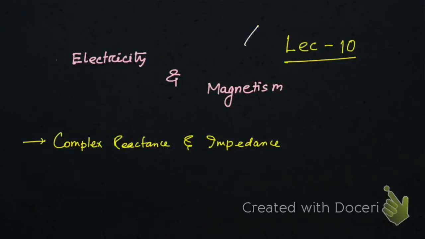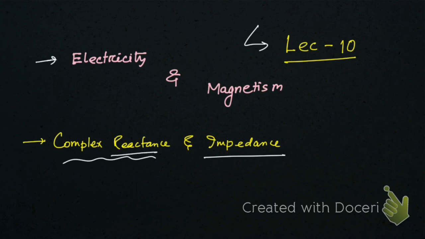Hello friends, welcome to lecture number 10 of electricity and magnetism. Here we're going to discuss complex reactance and impedance. You are, I think, familiar with these two terms if you have watched the last video. I have given the link of the previous lectures in the description box, if you want to watch then you may go through.